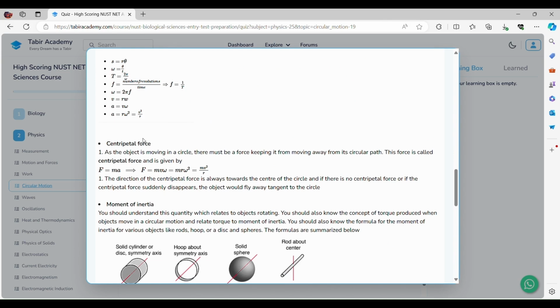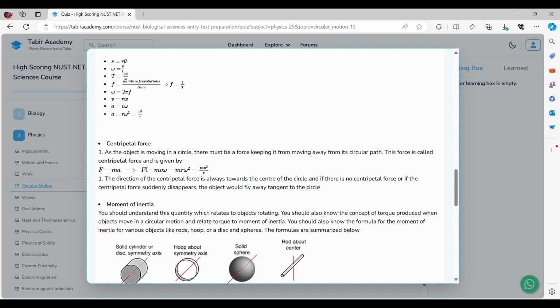Centripetal force: as the object is moving in a circle, there must be a force जो कि उसको रोक रही है अपने सर्कुलर पाथ से निकलने से। इस फोर्स को सेंट्रीपिटल फोर्स कहते हैं और इसका फॉर्मूला इस तरह दिया जाता है. Centripetal force is equal to your mass multiplied by your acceleration.